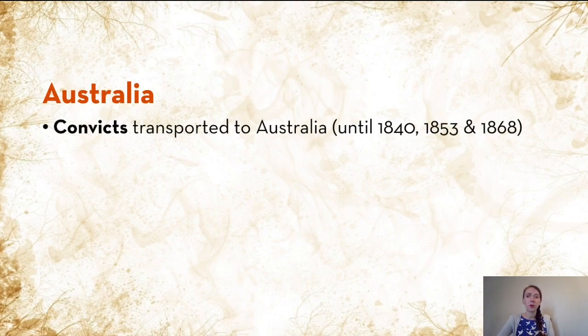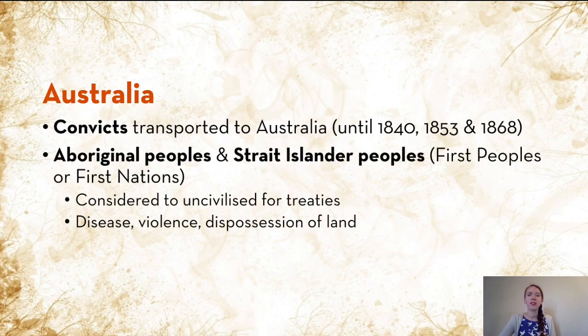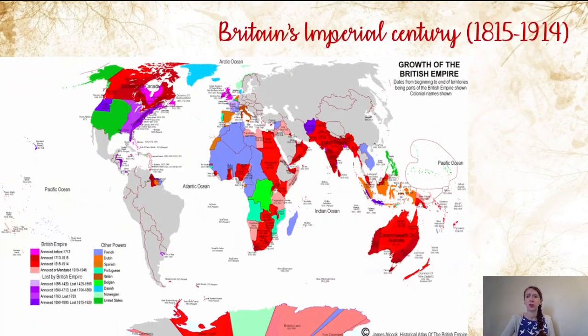We have transportation to Australia until the 1840s, 1853, 1868, depending on the penal colony, which raises questions for those of you who are interested in Aboriginal peoples and Torres Strait Islander peoples, sometimes called First Peoples as well, First Nations, who were often considered as too uncivilized to even deserve treaties, and who were the object of much violence, who were also likely to catch diseases that they had not become immune to, because those were not diseases that existed there. Those were diseases that were brought by Europeans. So feel free to really dig deeper into those questions if you're curious about that.